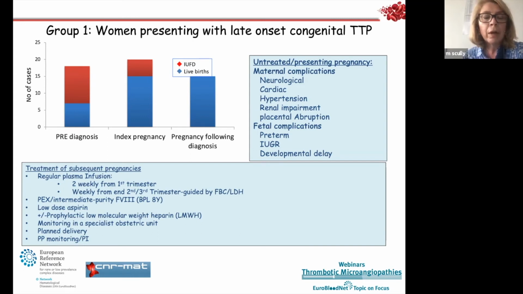All ladies are monitored in a specialist obstetric unit, and that includes regular scans, rate of growth, any issues regarding size, and uterine artery Doppler measurements. We organise a planned delivery. We rarely have ladies going beyond 37, max 38 weeks, and we monitor and continue treatment during the postpartum period.